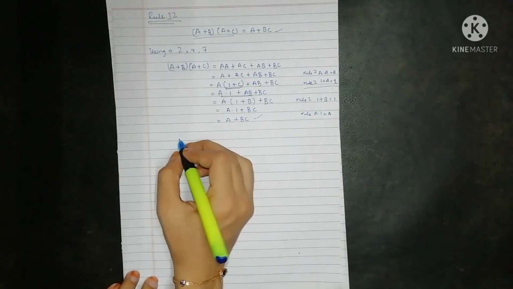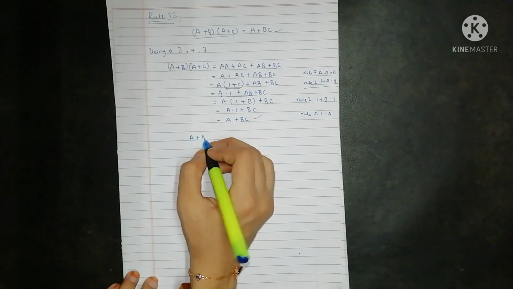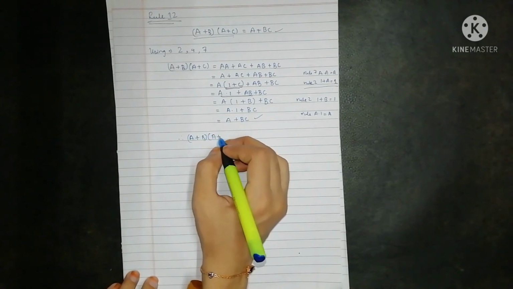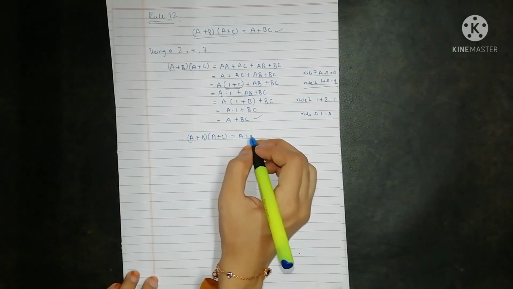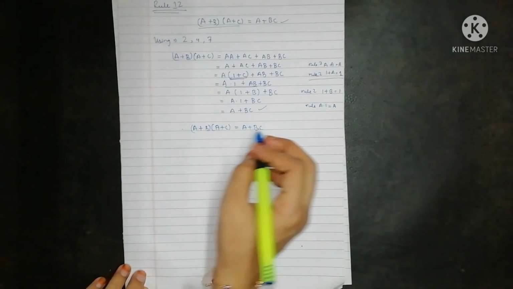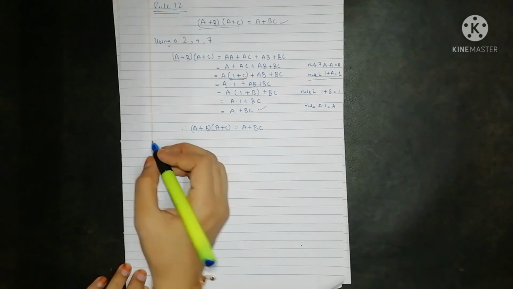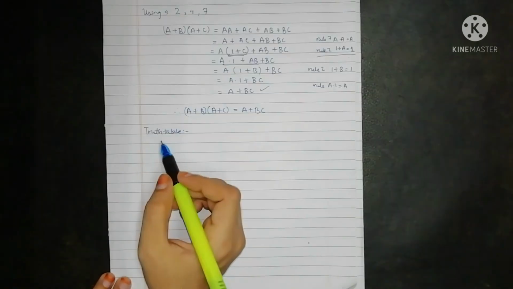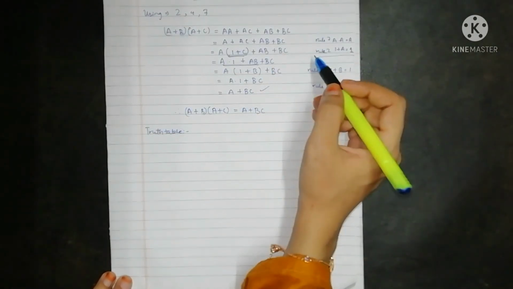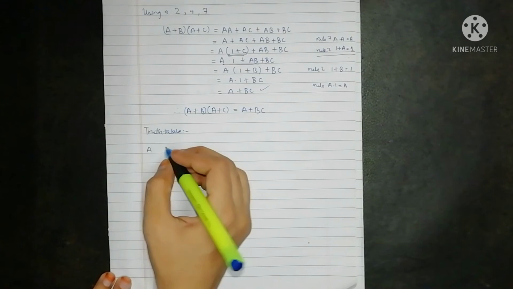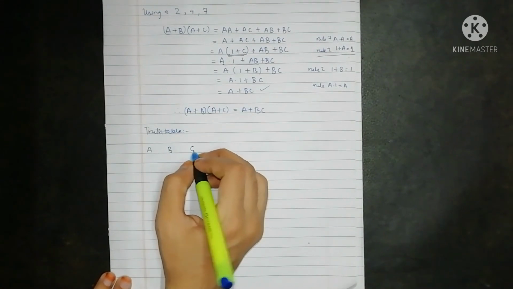So as you can see, the expression is verified, that is (A + B) into (A + C) is equal to A + B into C. Now this expression can also be proved using a truth table. The method of truth table is always easier than this method. So we will take the inputs A, B and C.